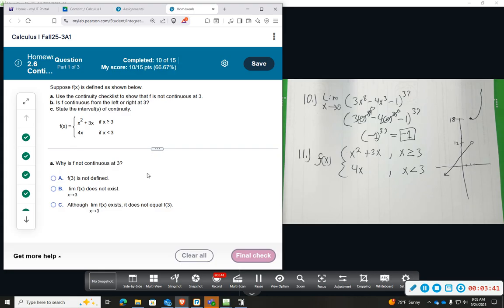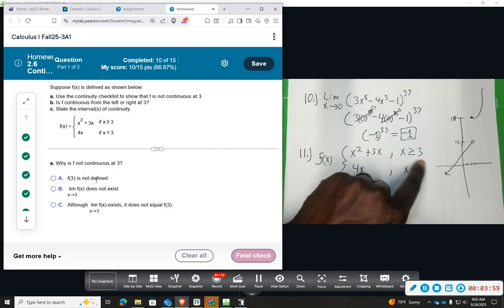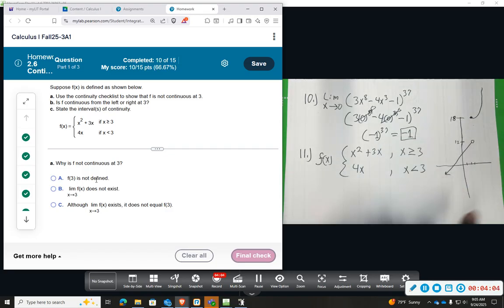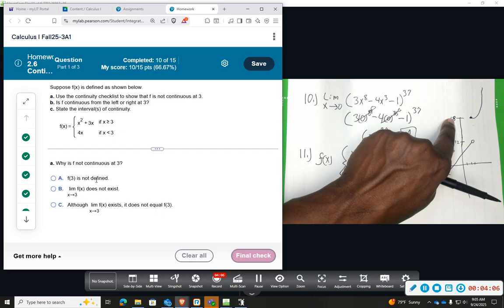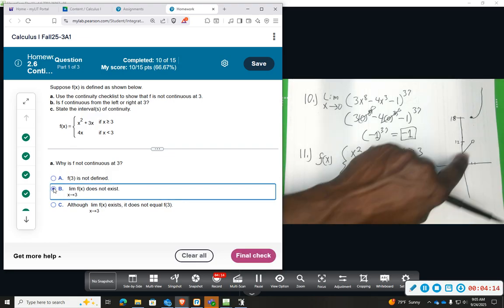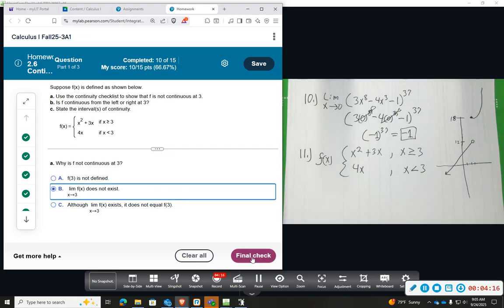So when we look at the limit as we approach 3, there's a jump, there's a gap. These two numbers aren't equal. So the limit does not exist. And it's not because f of 3 is not defined, because we plug 3 into the one where we actually use 3 because of the equal to. That's why we have the closed circle. f of 3 is defined, and it is 18. So it's not because it's not defined. It's because the limit does not exist, and the limit does not exist because the left and the right go to different points.